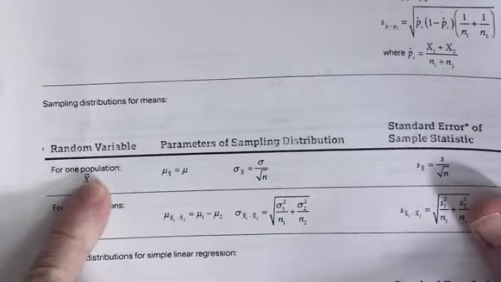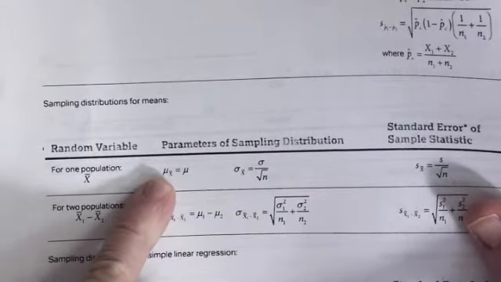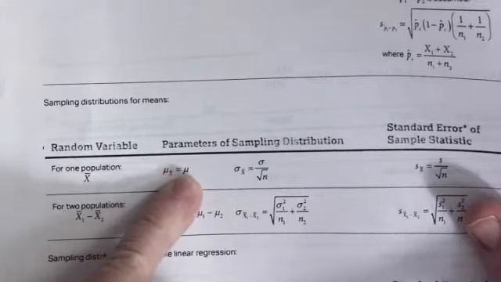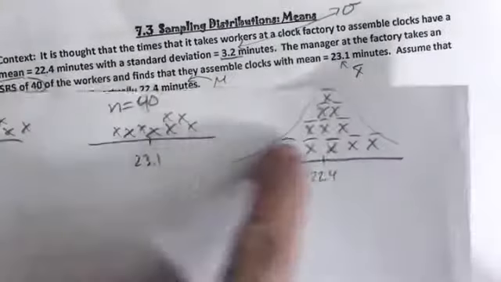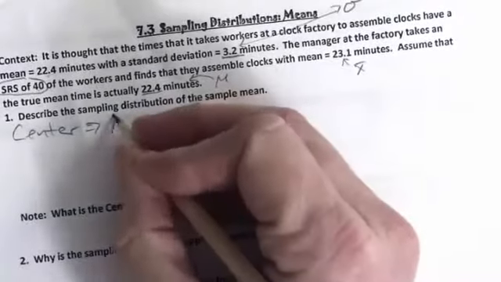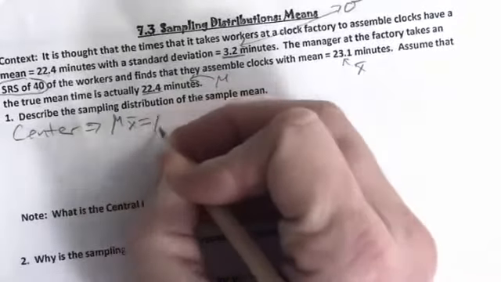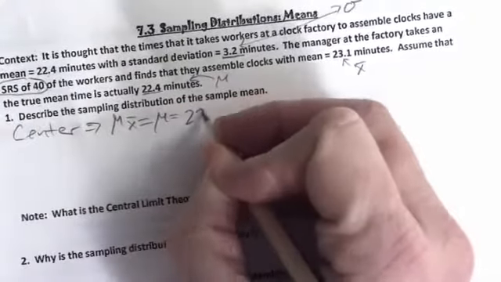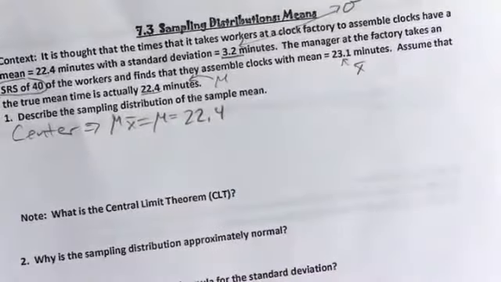So for one population, which is what we're dealing with here, the mean of the X bars is equal to mu. So the mean of these X bars will be equal to mu. So mu of X bar is equal to mu, and that is equal to 22.4 minutes. That describes the center.